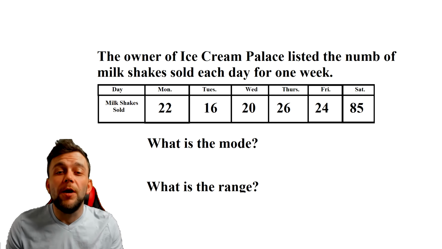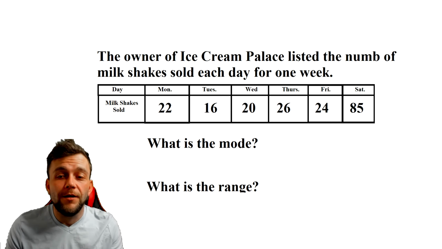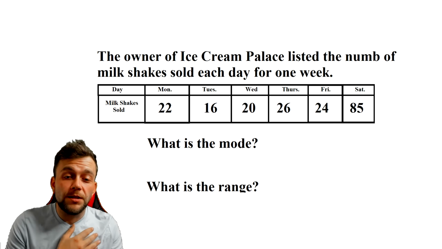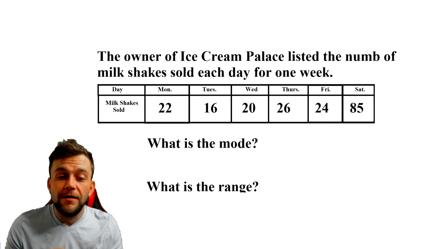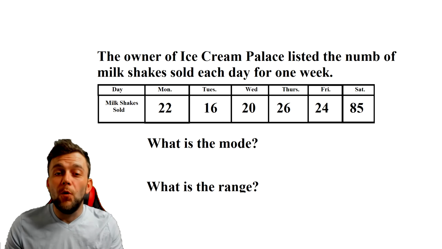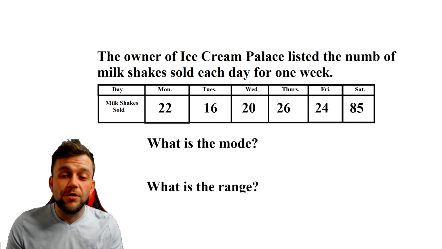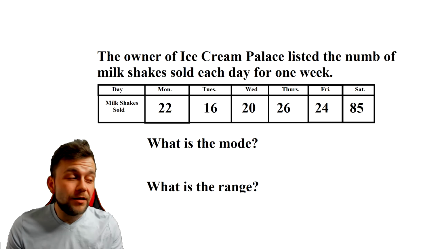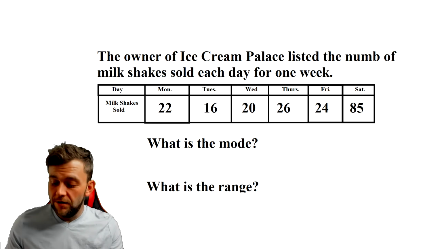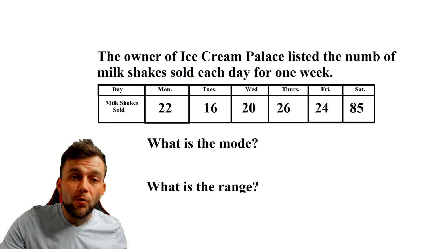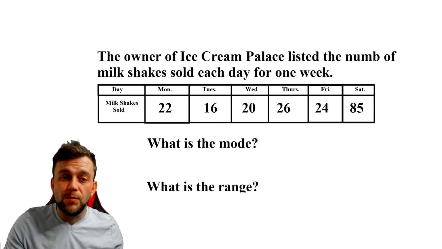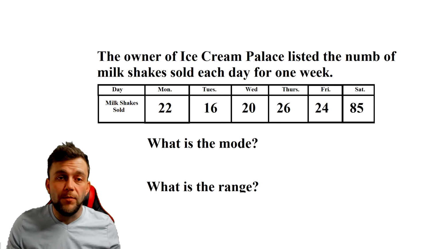The owner of Ice Cream Palace listed the number of milkshakes sold each day for 1 week. We're given a set of data, and we're asked what is the mode and what is the range. So we can see that all of the numbers are different. So what does that mean about mode and the frequency? You're supposed to find the most frequent number.